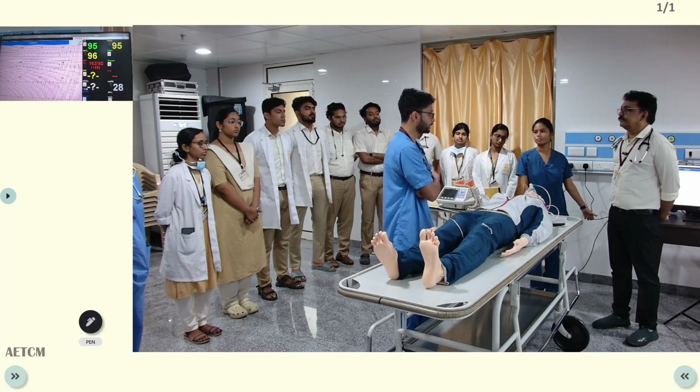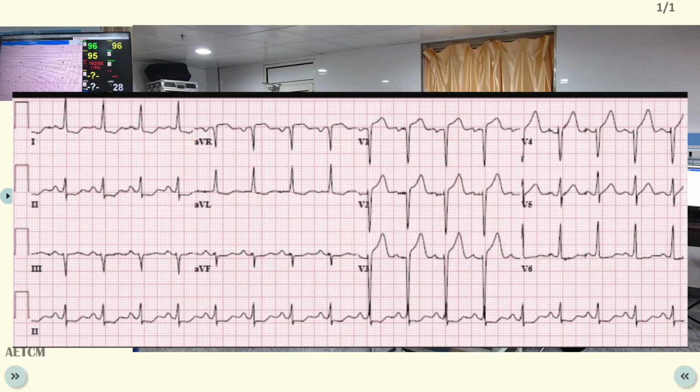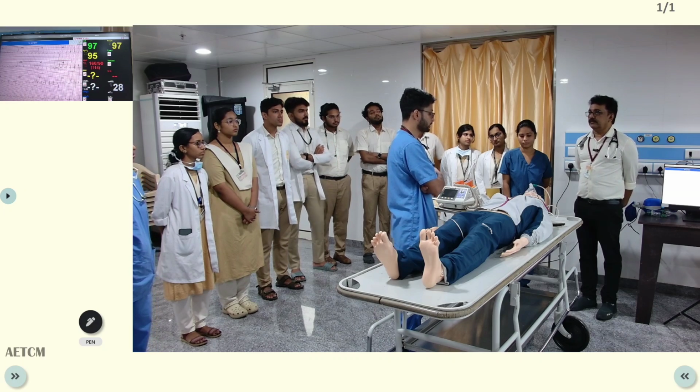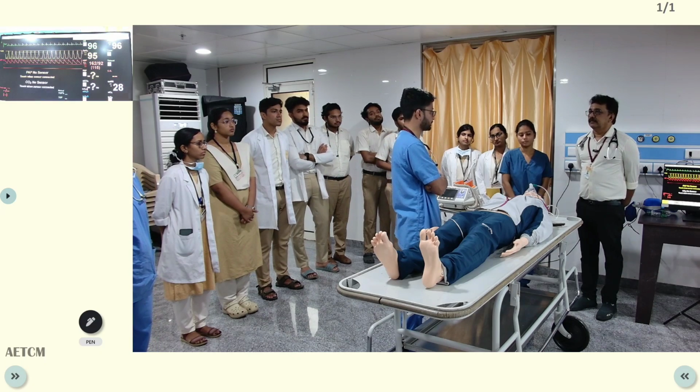Right now we have the 12 lead ECG. What does it show? It shows ST elevations in the anterior leads, V1 to V5, V2, V3, V4. Are there any reciprocal changes? There are no reciprocal changes at present, only ST elevation. Considering the history, the patient developed chest pain in the last 30 minutes and has an ST elevation MI. So we can consider the patient is right now having a myocardial infarction.